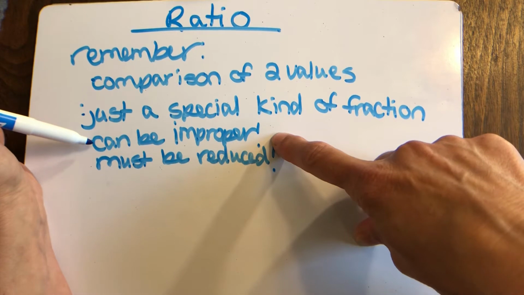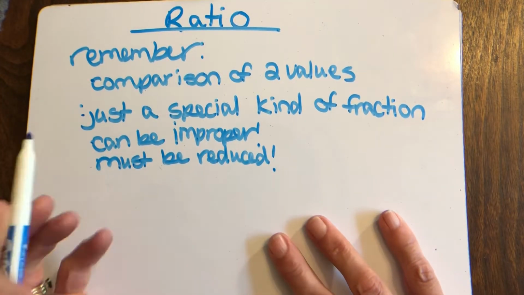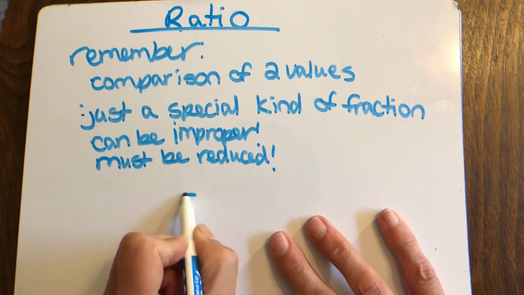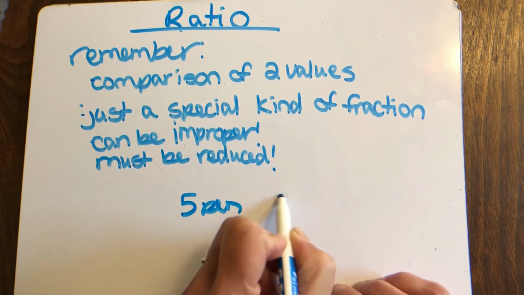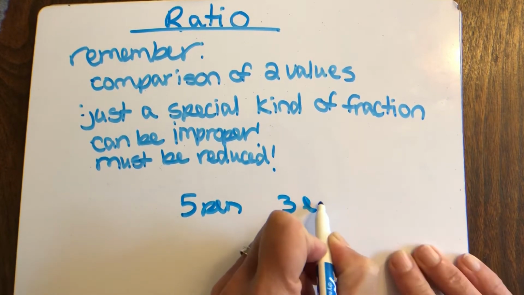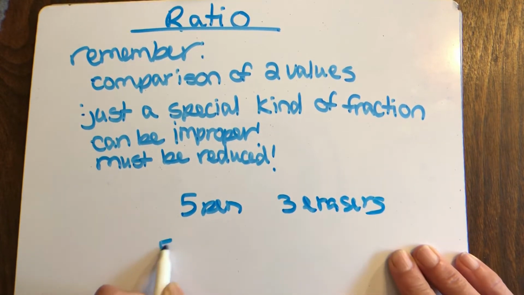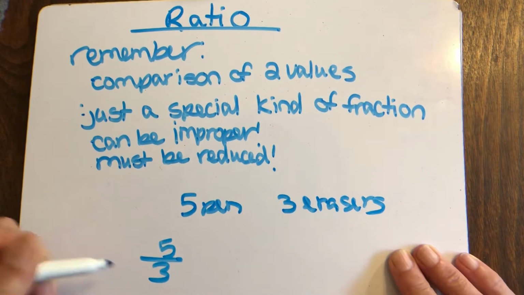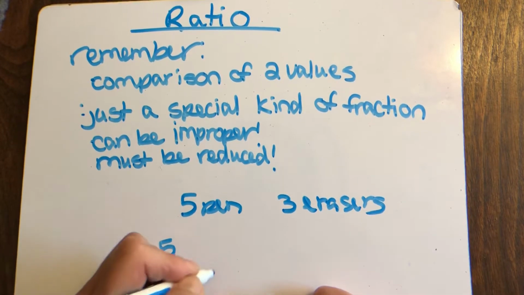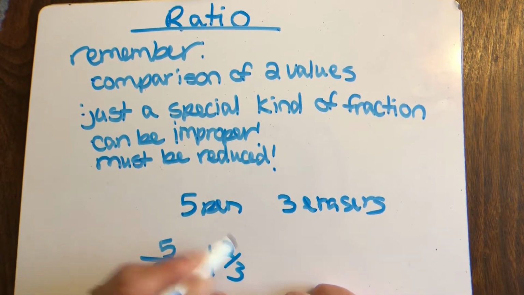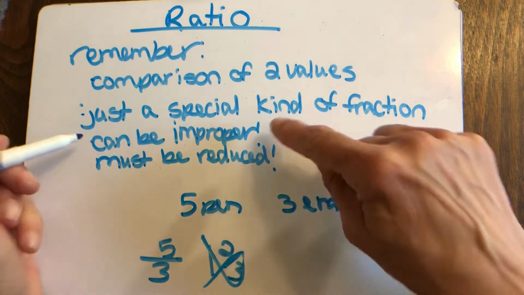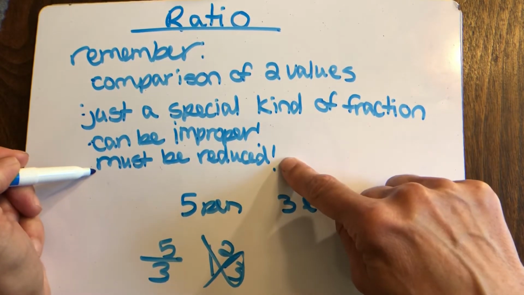Think about comparing pens to erasers, okay? Pens to erasers. So if I have 5 pens and 3 erasers, then the ratio would be 5 to 3. We would never make that a mixed number, 1 2/3. That doesn't make sense if that's a ratio. So ratios can be improper, but they must be reduced.